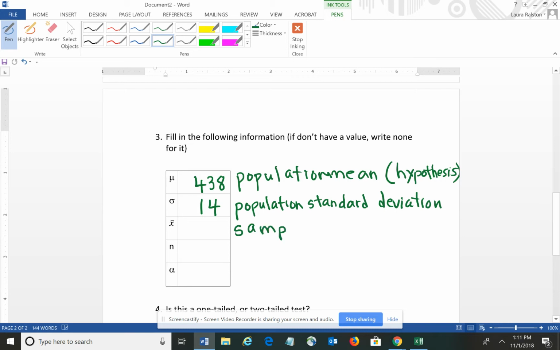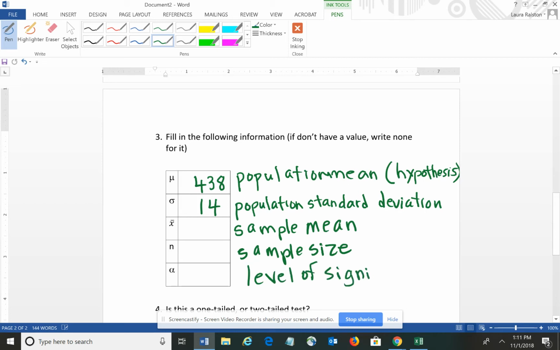X bar is the sample size. X bar is not the sample size, it is the sample mean. Getting ahead of myself. Okay. Sample mean. N is the sample size. And alpha is the level of significance. Now, all of these numbers should be given to you in the problem.